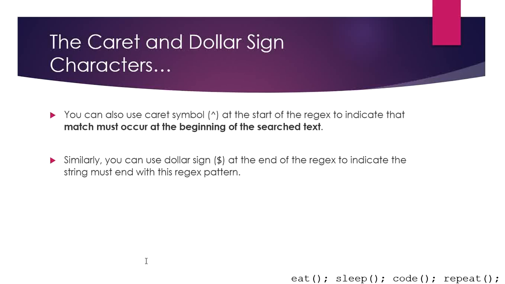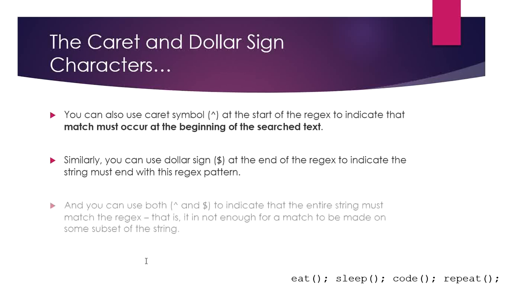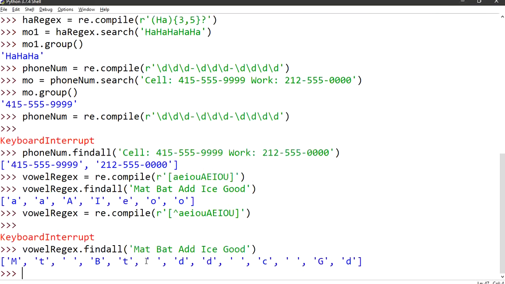Similarly, we use the dollar sign at the end of the regex to indicate that the string must end with this particular pattern. Okay, let's take an example. Of course, you can use both a caret and a dollar to indicate that the string must start with this and end with this. That is, it is not enough for a match to be made on some subset of the string. Let's go to the interactive shell and study this.